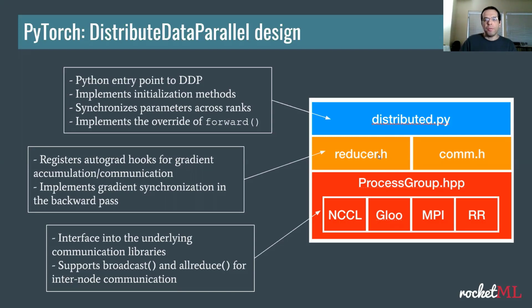Down on the stack, we have this reducer, which is the module that provides the core implementation of the gradient synchronization in the backward pass. So that's responsible for synchronizing the gradients after all the ranks are done with the backward and forward pass. And sitting at the bottom, we have the lower level communication libraries like NCCL, Gloo, MPI. So the interface into these libraries, supporting things like collective communication primitives, broadcast, all reduce, and so on for inter-node communication.